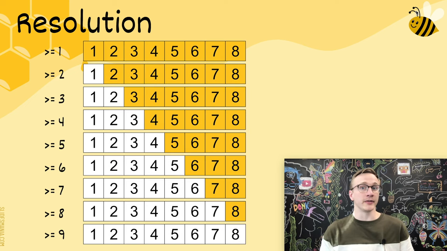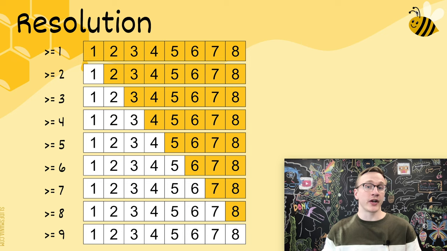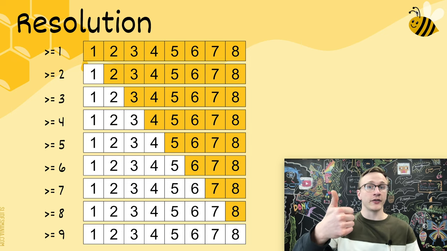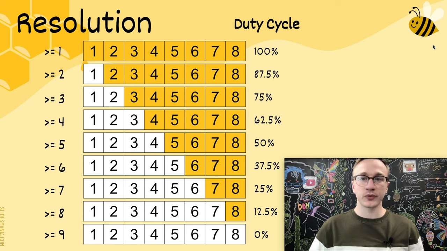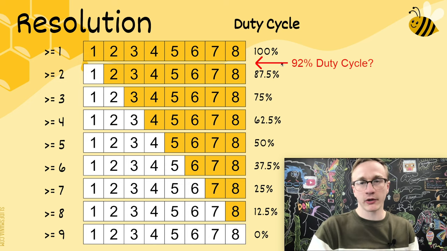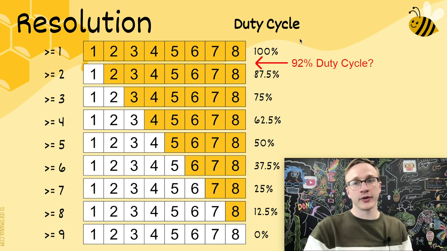Here's all of them listed. Depending on what number I decide to start giving you a thumbs up on, that affects the duty cycle. And here's a list of all the possible duty cycles that we could get to by counting from 1 to 8. What if we wanted a duty cycle that's not on this list? For example, what if we wanted something around 92%? That would fall somewhere in between 100 and 87.5.